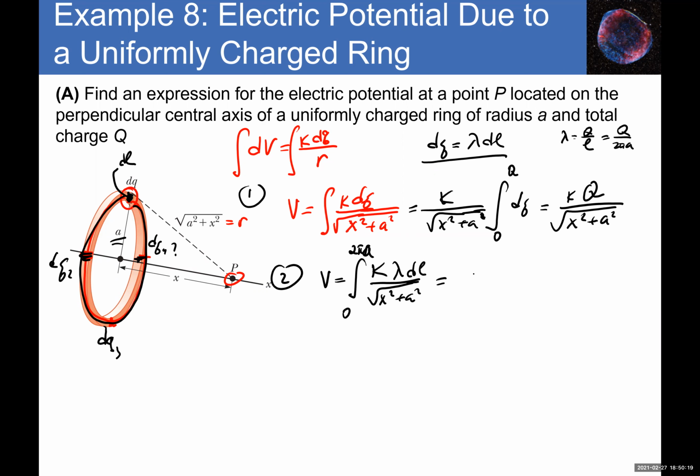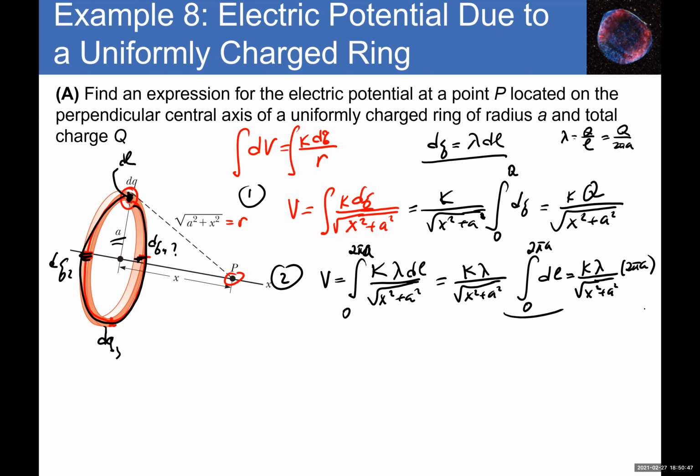So I can use this. So basically it becomes k lambda divided by x squared plus a squared, and then the integral of dl going from 0 to 2 pi a. Again, what is 2 pi a? It is the circumference, right? So 2 pi a. Now what I get here is k lambda over x squared plus a squared, and this integral just gives me 2 pi a.